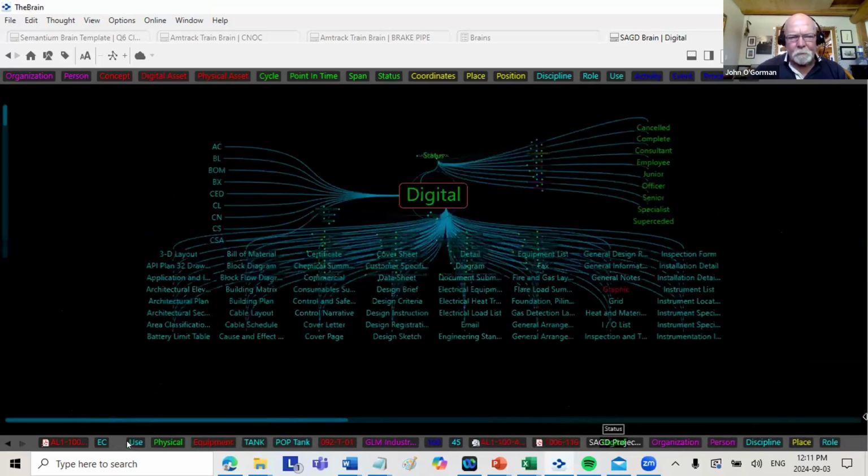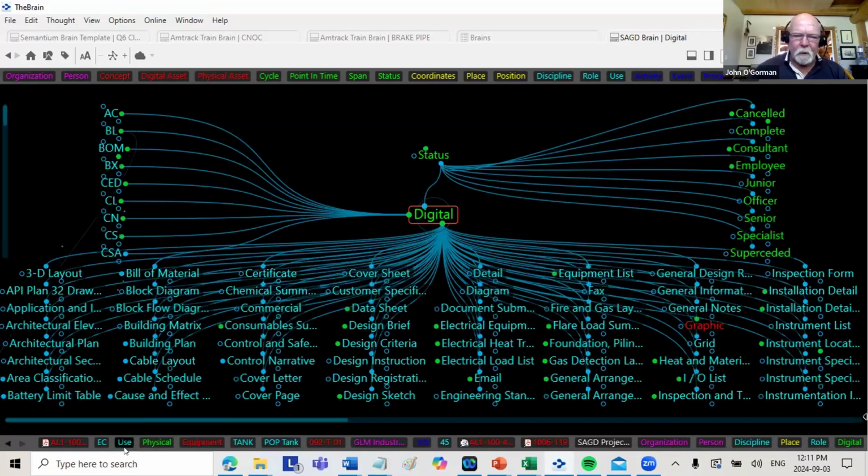We have digital class functions, if you will. So for example, these would actually be otherwise defined as document types. So we have all of the document types laid out here.